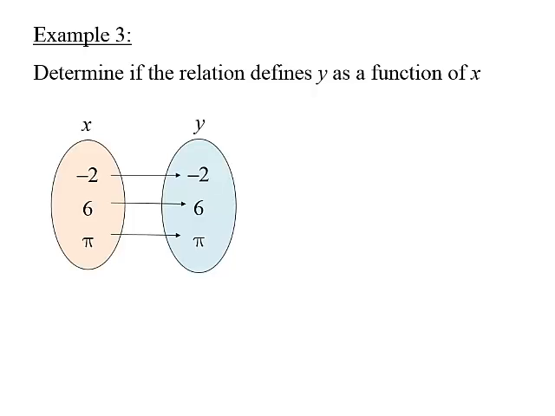Example 3 is to determine if this relation defines a function of x. We have a mapping drawn, so in the values of x we have -2, 6, and pi. And in the y values we also have -2, 6, and pi. And each value of x is mapped to its identical value in y. So thinking about those as ordered pairs, (-2, -2), (6, 6), and pi corresponds to pi. So within this relation, this is a function because each value of x corresponds to only one y value.